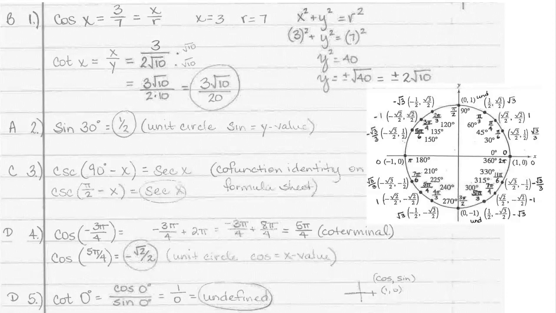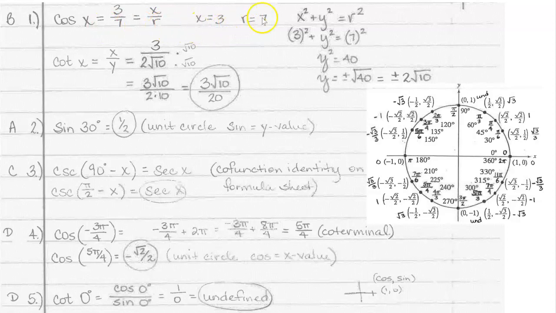All right, let's look at our Math 191 Pre-Calculus exam review, starting with number 1. For number 1, they told us that cosine was equal to 3/7. Now, on your formula sheet, you can see cosine is equal to x over r, so we know that x is 3 and r is 7.